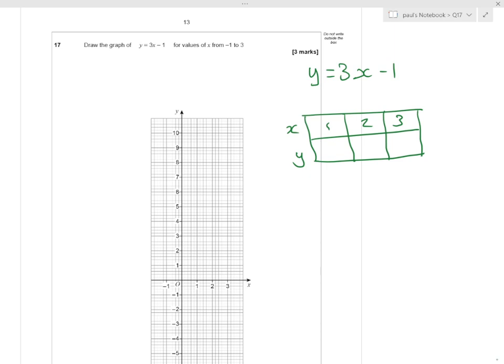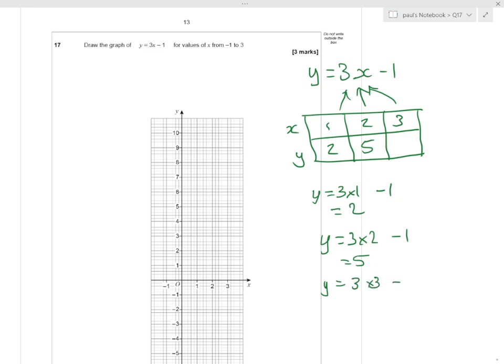Plug in 1 to that one. So y equals 3 times 1 minus 1. 3 minus 1 equals 2. So y equals 2. Second one, y equals 3 times 2 minus 1. So that's 6 minus 1, it equals 5. And the third one is y equals 3 times 3 minus 1, which is 3 threes are 9, minus 1 is 8.